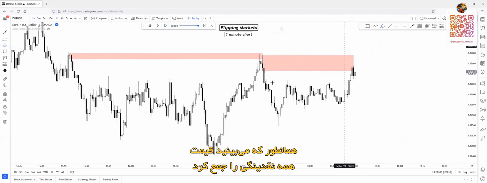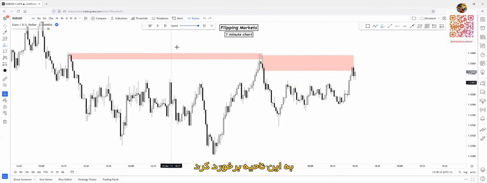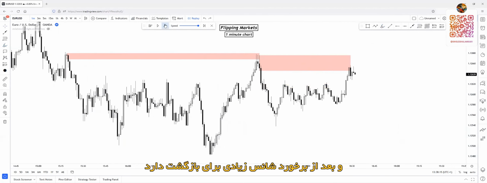As you can see, price swept all of that liquidity, swept all of the stop losses, tapped into the zone, and after it has a great chance to reverse.